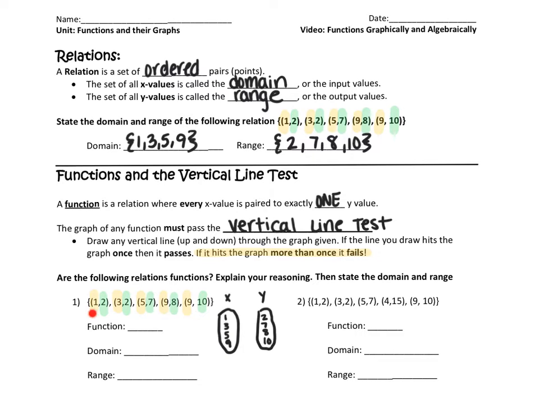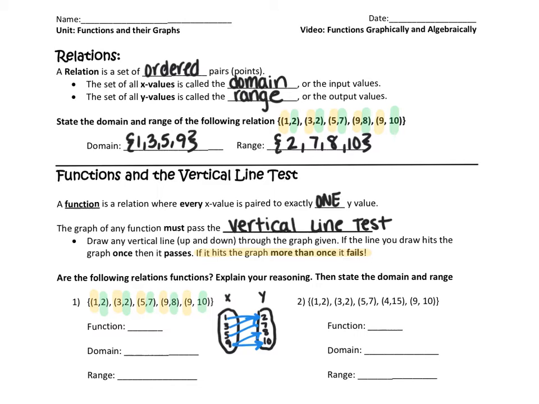So if we look at this ordered pair, x is 1 and y is 2. So you're just going to draw an arrow from 1 to 2. Then the next one is from 3 to 2. Then the next one is 5 to 7. So we're going to draw an arrow again from 5 to 7. Then we go from 9 to 8 and then 9 to 10.